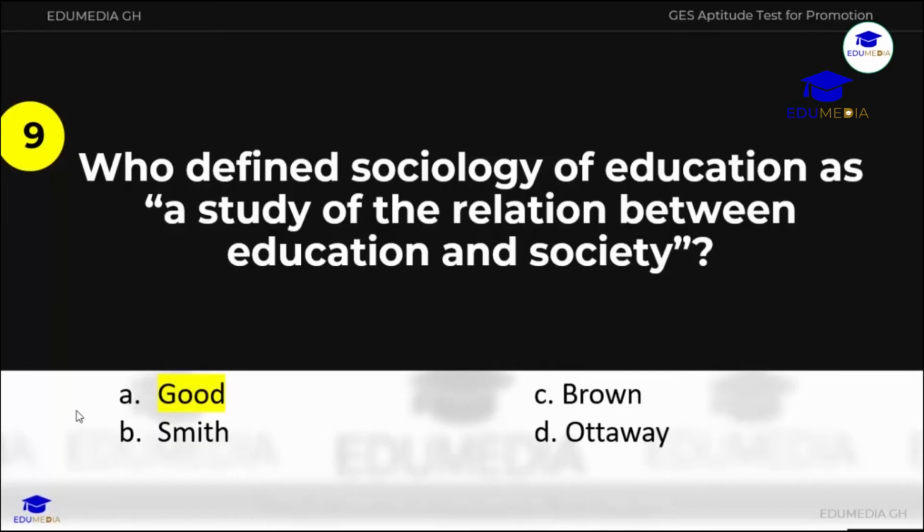The definition of sociology of education as a study of the relation between education and society is often attributed to the British educational sociologist James Alexander Good. Alexander was a pioneer in the field of educational sociology and is known for his work on the social stratification of schools and the relationship between education and social inequality.